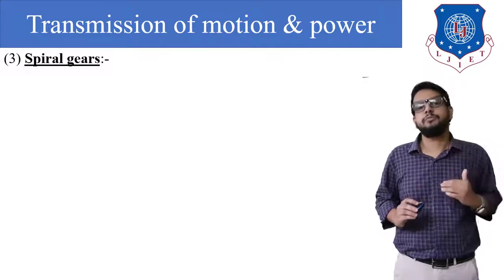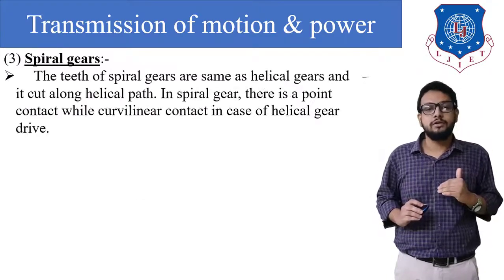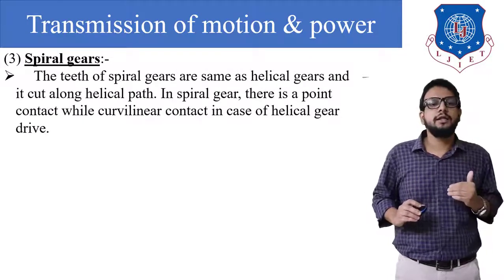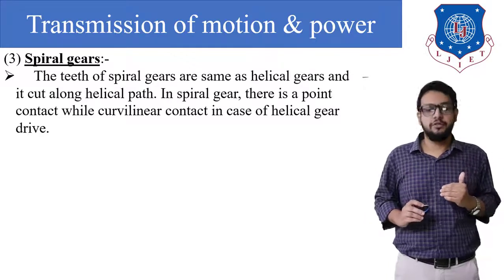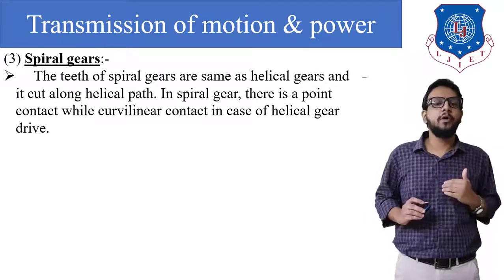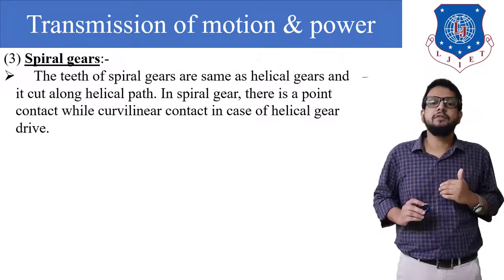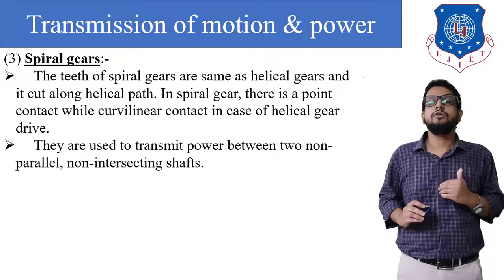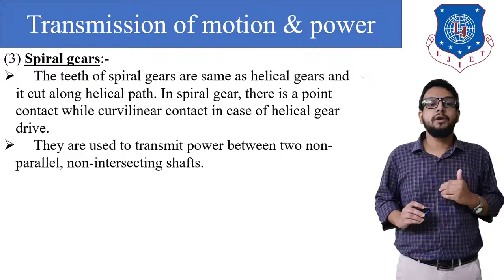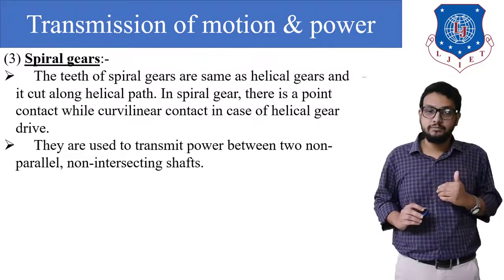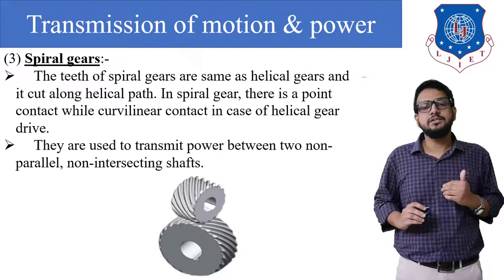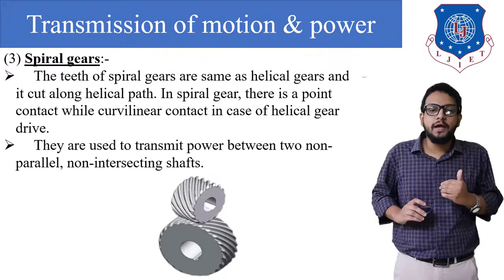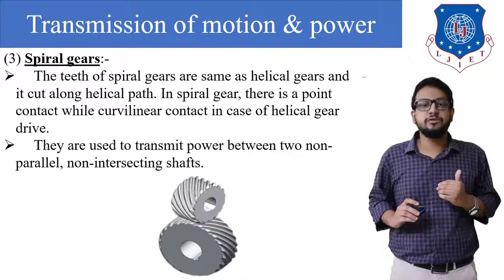Now the next type of gear is called a spiral gear. The teeth of a spiral gear are the same as helical gears and are cut along a helical path. In spiral gear there is a point contact while there is a curvilinear contact in case of a helical gear drive. Now they are used to transmit power between two non-parallel, non-intersecting shafts. So as you can clearly see in this diagram, the teeth are cut in a curved form and are at a certain angle to the axis of a shaft.